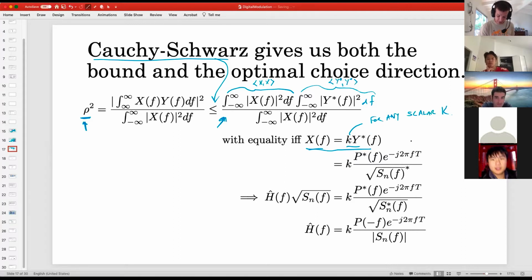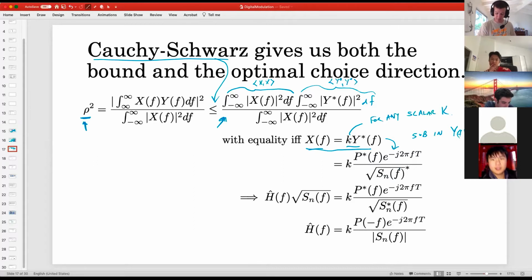Well, I'm just subbing in, so sub in y of f here from the definition on, what, 2 slides ago. And so I have to conjugate it, so the p becomes p star, the e to the positive j whatever becomes e to the negative j whatever, and the root of the power spectrum density of the noise becomes the conjugate of that. No big deal. This is because conjugation passes into fractions and out of fractions. No problem. Okay, so now we have a functional form for x to give us the maximum SNR.